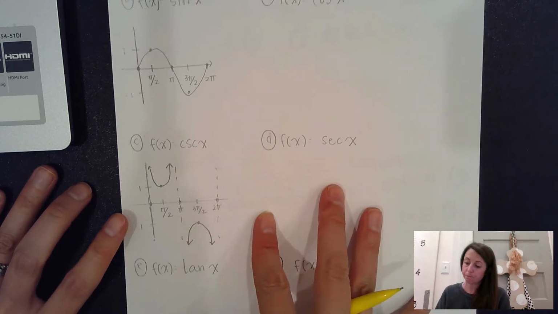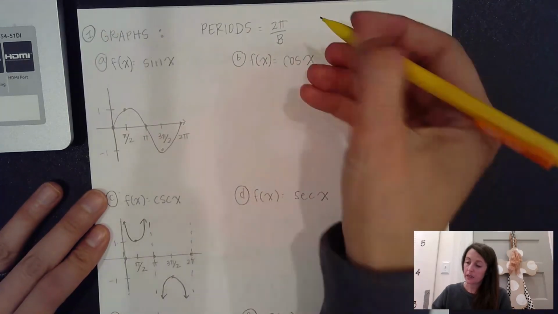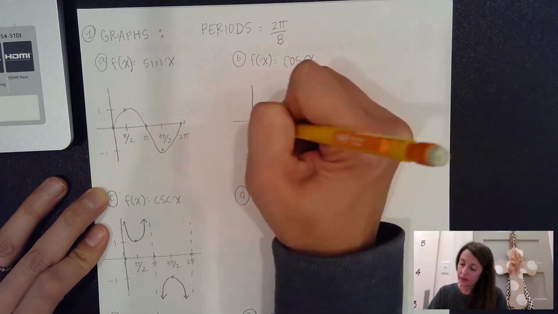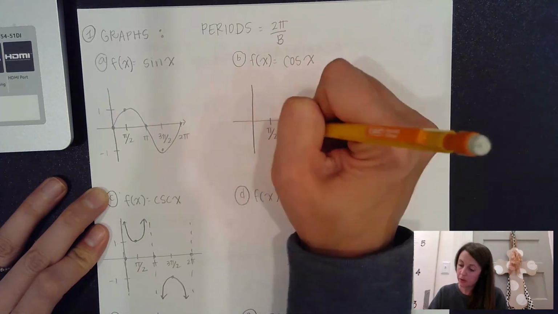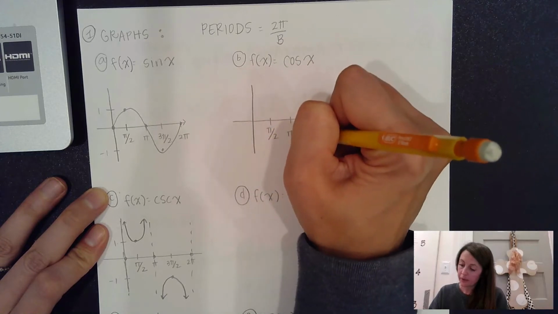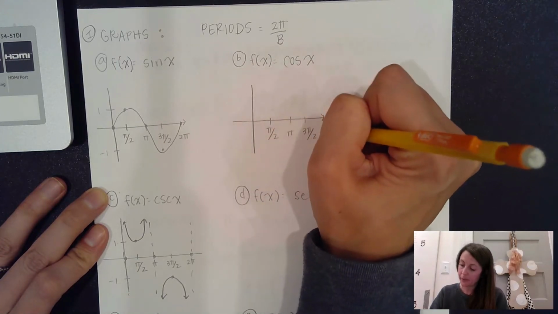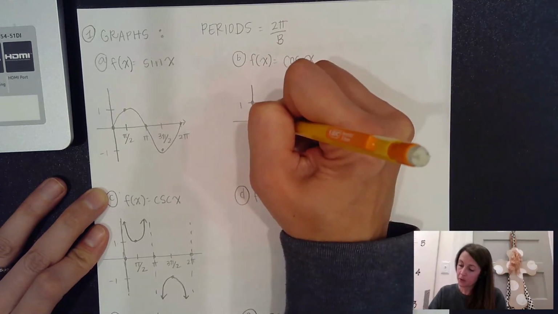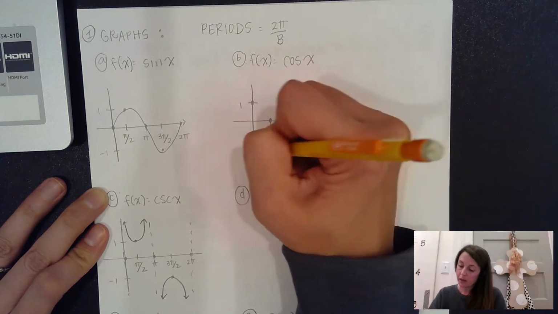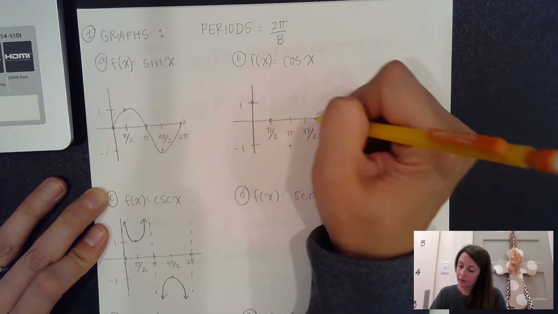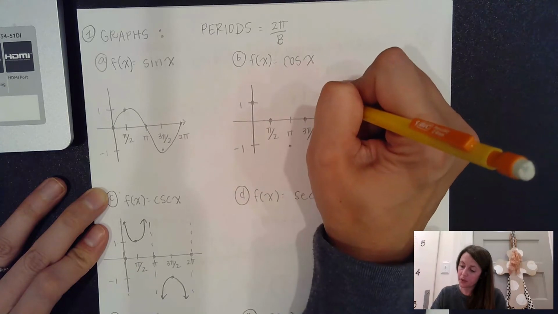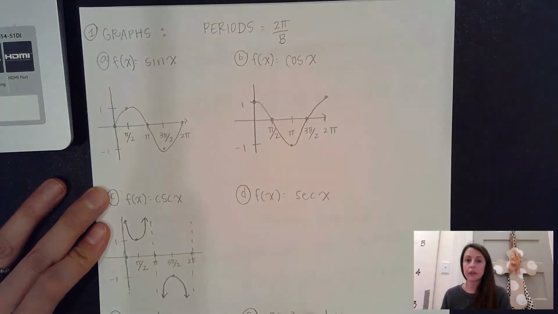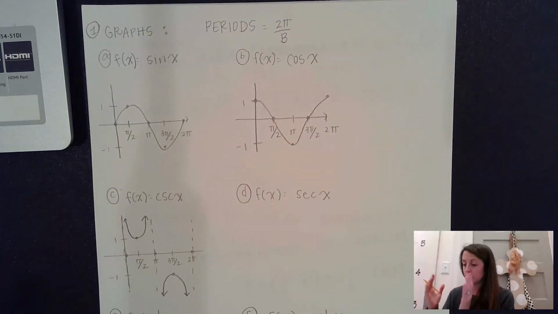Okay, cosine of x, so one period there, so 0, pi over 2, pi, 3 pi over 2, and 2 pi. At 0, we're going to be at 1, at pi over 2 we'll be at 0, at pi we'll be at -1, at 3 pi over 2 we'll be at 0, and at 2 pi we'll be at 1. So it's very similar to a sine curve, but it just looks different in that window.